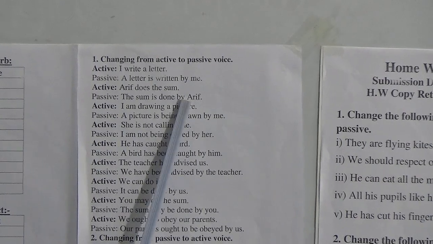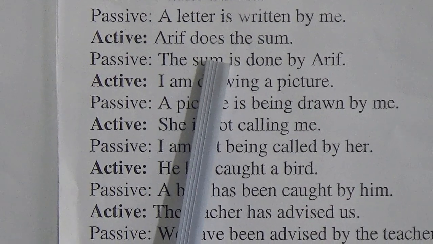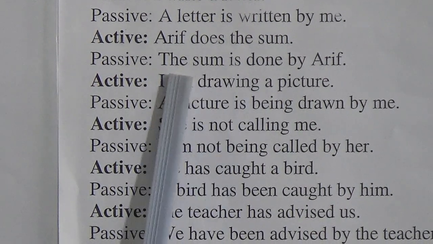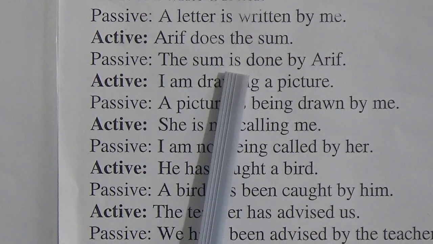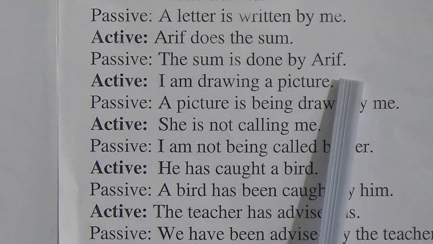Next one, Arif does the sum. Here sum is an object, we will make it the subject: the sum. As it is present indefinite tense, we will use am, is, are. For the sum, we will use is. Then the past participle of the verb, by, and the subject becomes object at the last.